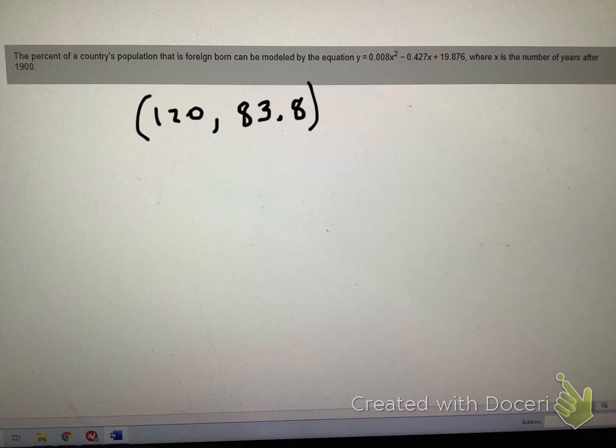And so it's very important for problems like this to really think about what your variables mean, because we do have an X and a Y here, right? But we want to make sure we're thinking about what these values actually mean in the real world. So let's start with X. X is the number of years after 1900, right? So if our X value is 120, what that really means is that 1900 plus 120 is 2020. So we're in the year 2020 here.